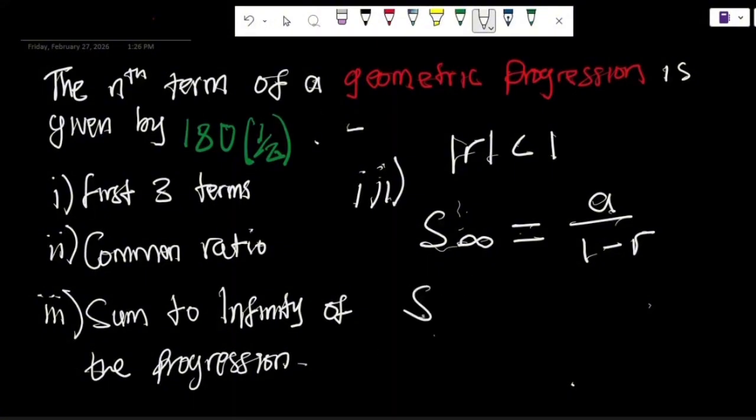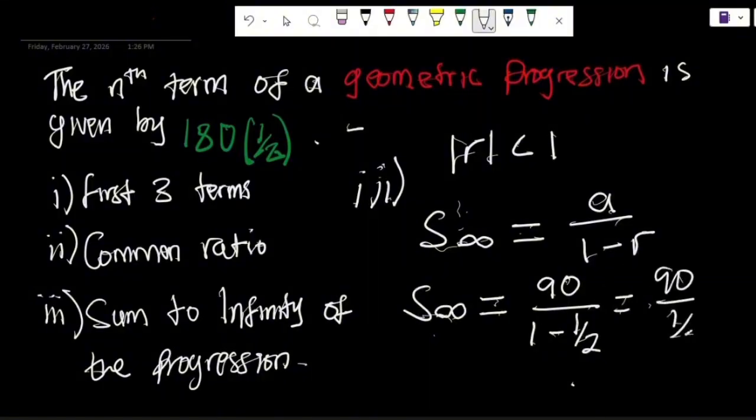So the sum to infinity is going to be, what is the first term? Remember that the first term here is 90, and this is going to be over 1 minus the common ratio, which is half. So this is 90 over half, because 1 minus half is half. And so our final answer is going to be 180. And so this is our sum to infinity.